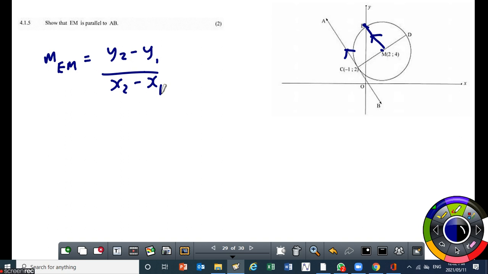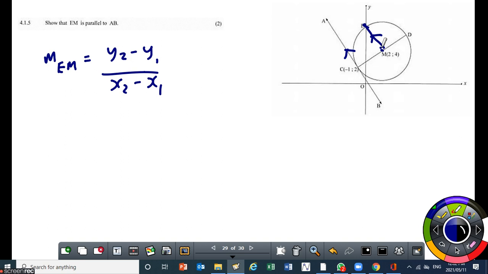Their lengths or their distances will be the same, but their gradients won't be the same, for the radii of the circle. You understand what I mean by radii, right? The lines that originate from the center to the circumference will have the same distance or same length, but they won't have the same gradient. Therefore, you have to calculate the gradient of each line.